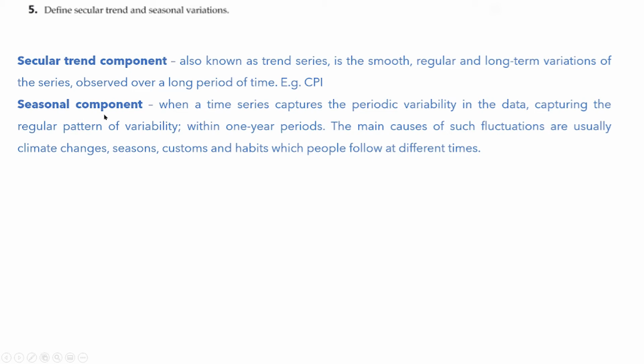And next we have the seasonal component. When a time series captures the periodic variability in the data, capturing the regular pattern of variability within 1 year periods, then it is called the seasonal component. The main causes of such fluctuations are climate changes, seasons, customs and habits which people follow at different times. An example can be sale of soft drinks. Sale of soft drinks is usually high in summer and low in winter. Now this pattern is observed every year.